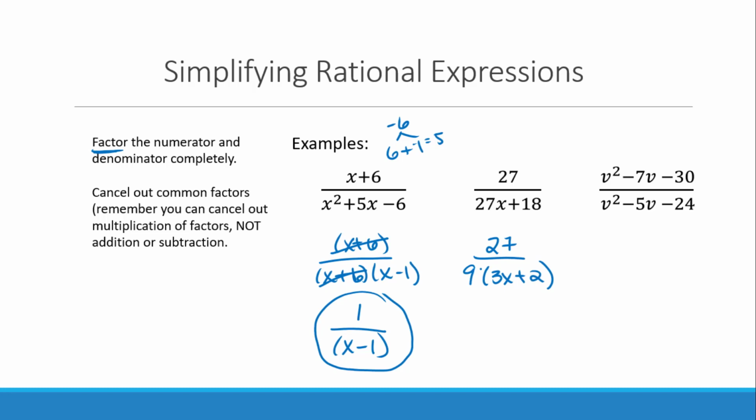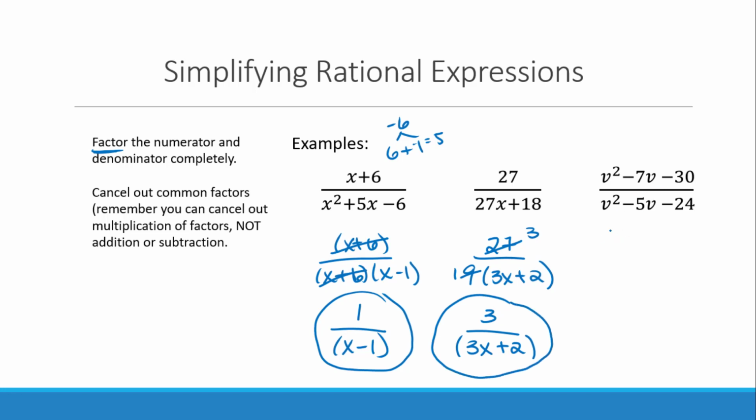The 9 and the 27 though, you can reduce down. So I could actually divide both of these by 9, which is going to leave me 3 over 1. So my final answer would be 3 over 3x plus 2. Notice I'm not crossing out these 3's because this 3x plus 2 is an entire term. This is what I meant by over here. You can cancel out multiplication, but you can't cancel out addition of these. So that's going to be my final answer.